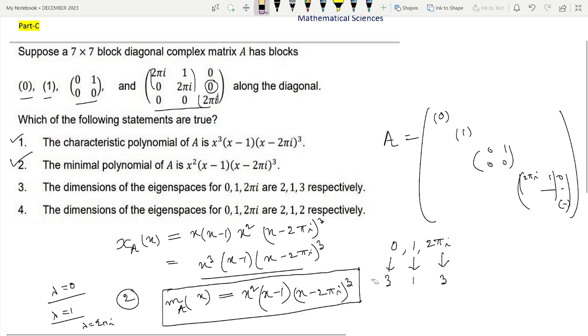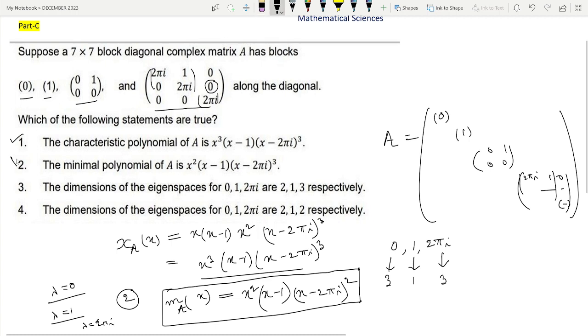So 2 pi I will appear 2 times as a root in minimal polynomial. So this will be 2. This will be 2. So this will be the minimal polynomial of A. But in question there is given that x minus 2 pi I whole to the power 3 is a factor of minimal polynomials, which is not true. So option 2 is not the correct option.